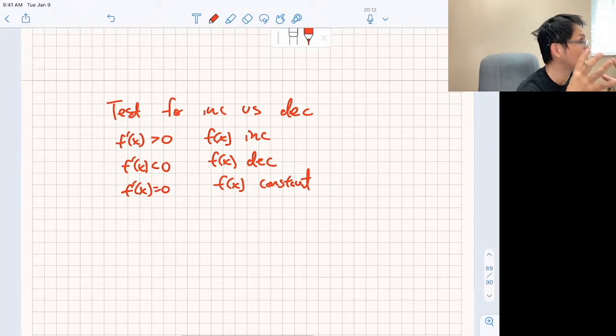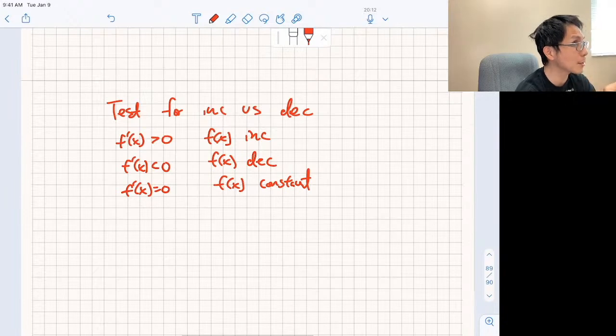Just look at it differently. So don't get confused. The test for increasing versus decreasing is not the first derivative test. The test for increasing and decreasing basically tells you that if f prime of x is less than 0, the function is decreasing, and if f prime of x is greater than 0, the function is increasing. But that's different than the first derivative test.